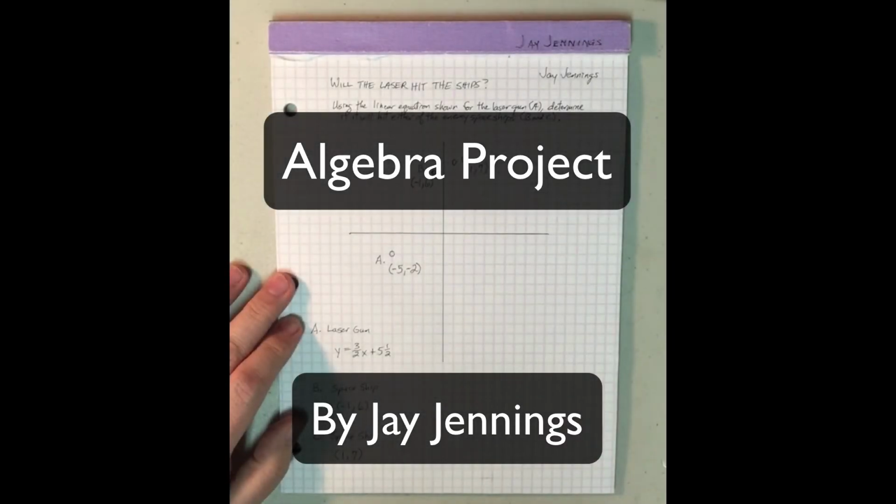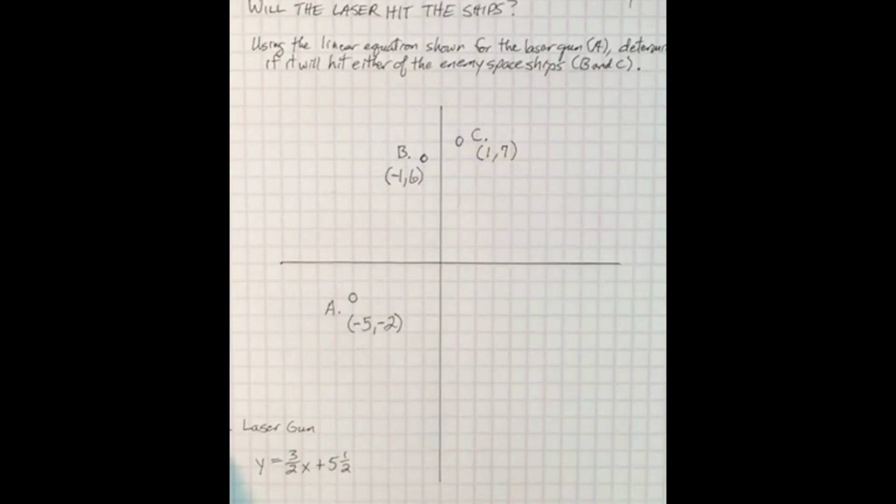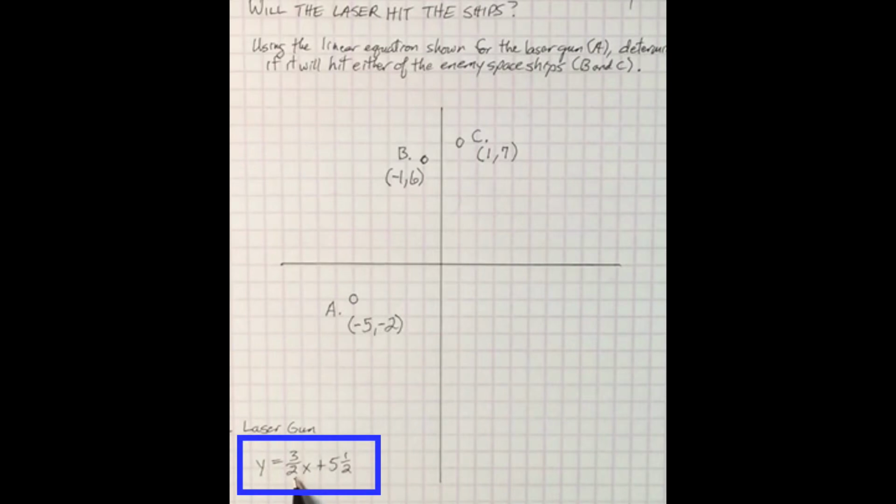Hey, this is Jay, and we're going to take a look at how to figure out whether this laser is going to hit either this ship or this ship right here. Now, this is the kind of thing you would do if you're creating a video game. You can have a laser, and we already know the equation for the laser. It's got a slope of 3/2, and the y-intercept is 5.5.